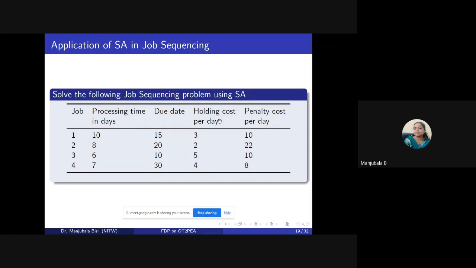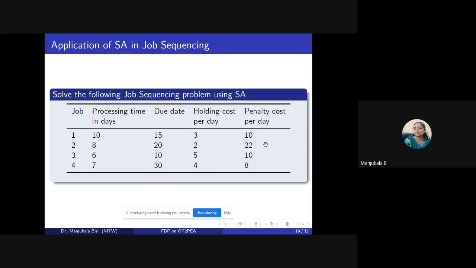The fourth column is the holding cost per day. That means if the job is processed before the due date, you have to pay some holding cost per day for each job, and those values are also given. And the last column represents the penalty cost. Penalty cost means if you complete the job after the due date, then you have to pay some penalty cost with respect to that job.